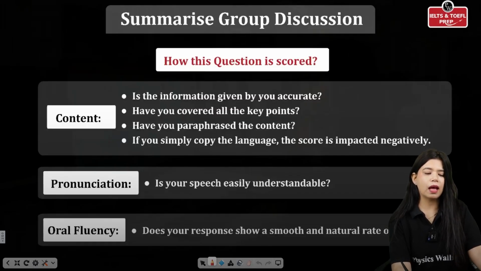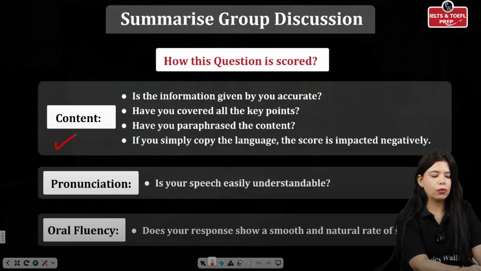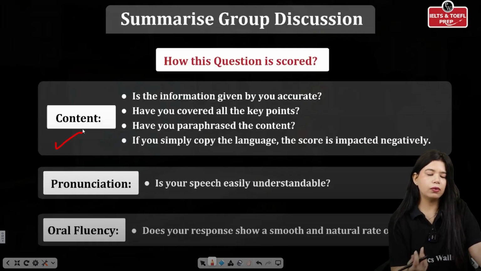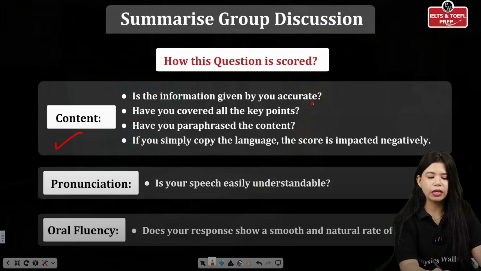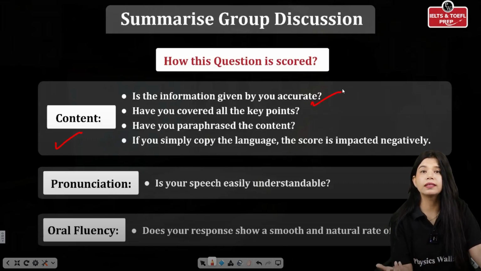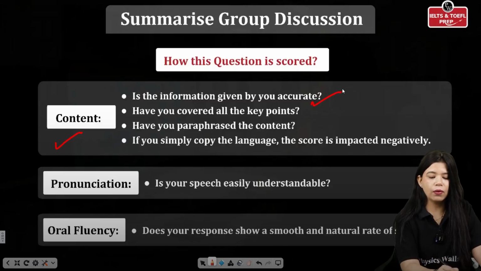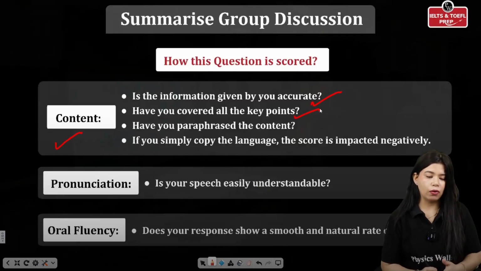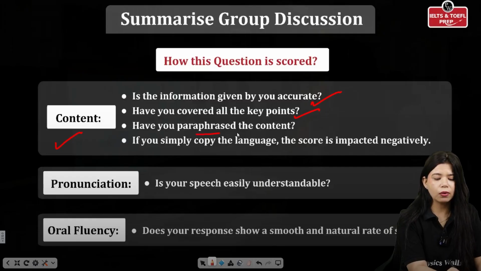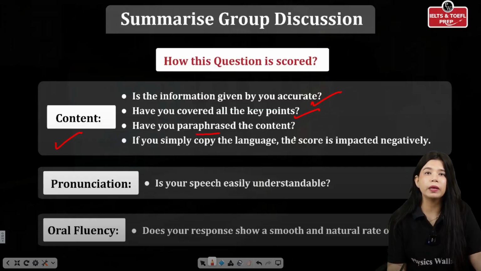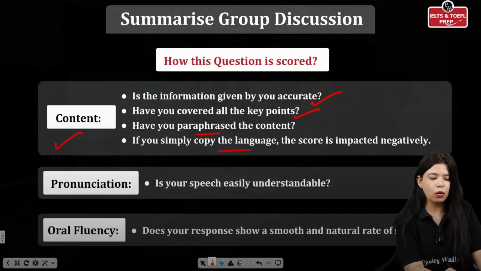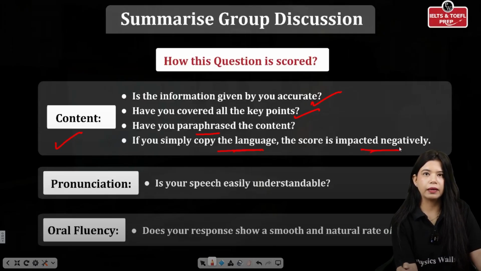Now let's understand how this question is scored. So in this question you will be scored on the content. On the content it will be seen whether the information that you are summarizing is correct or incorrect. Have you covered all key points or not? Have you paraphrased the content or are you simply copying the language? It's highly recommended that you paraphrase and do not copy. If you simply copy the language, the score is impacted negatively.